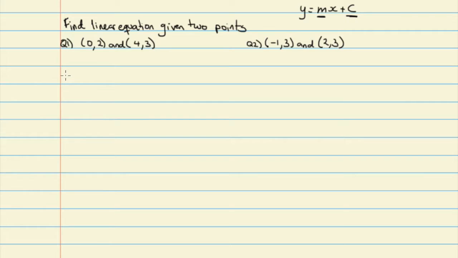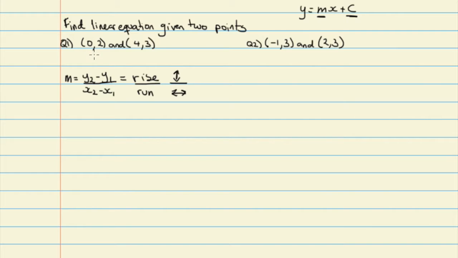The gradient has an equation that looks like this: y2 minus y1 over x2 minus x1. All this is denoting is rise over run. Think about it this way: rise is the change in y, that goes up and down, and run is the change in x, that goes from side to side.